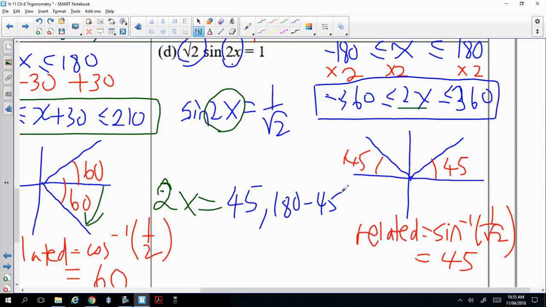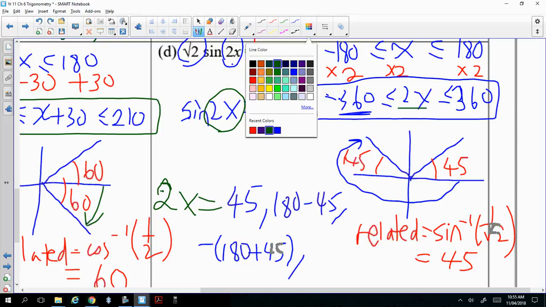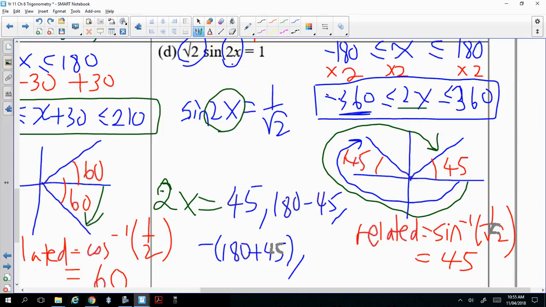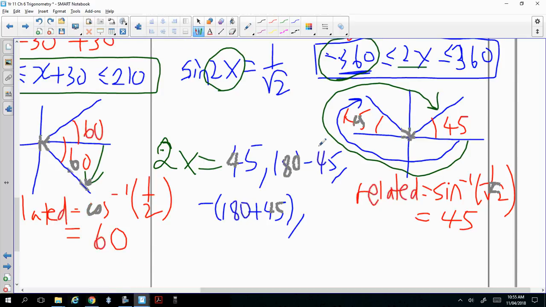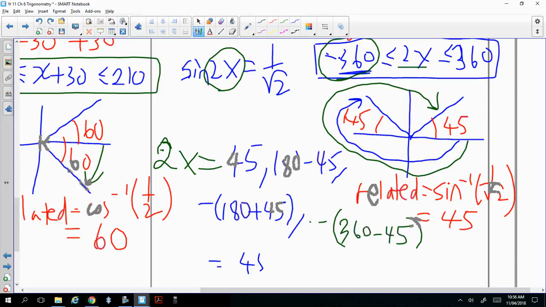Right? But there's more because you can go negative angle. How do I go negative angle? You go clockwise. So that means it's going to be negative in bracket 180 plus 45. And you can go around in a bigger arc all the way there, because it can be as low as negative 360. So it will be negative in bracket 360 minus 45. You just get a negative angle. So your final answer will be, not the final answer, yes, 45, 135, negative 225, negative 315.